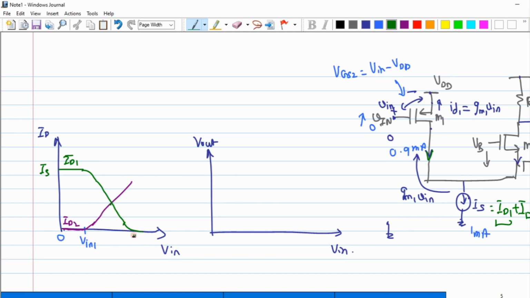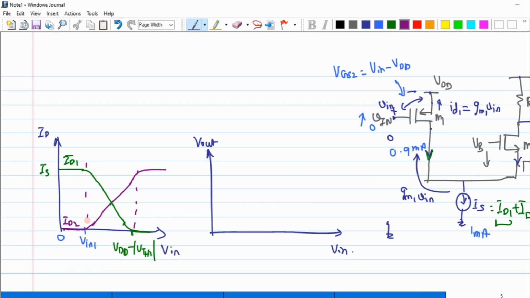The moment I reach a value equal to VDD minus VTH1, my transistor M1 will be cut off and no current would flow through this M1, but all of the current has to flow through my M2. So the total current through this M2 would be equal to IS. Now, the behavior is almost clear. Now let us try to plot the Vout, because the beauty of this circuit can be revealed only when I talk about the Vout swing that I have.